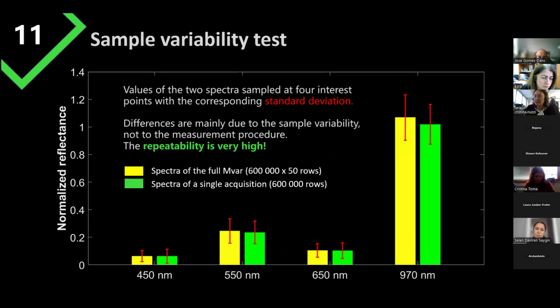To visualize this better, I've just picked some regions of interest and compared the two. So the values are basically the same. What we can conclude is that the repeatability is very high for this type of measurement, and the differences between the two kinds of curves are just due to the sample variability, not due to the measurement procedure. So we were happy to find that, and we conducted more experiments afterwards.